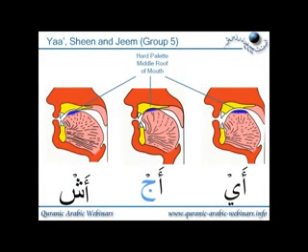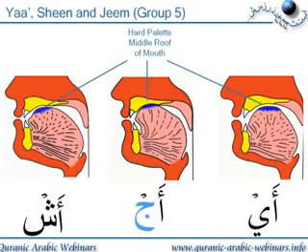Next we have group 5. This is where the middle portion of your tongue is touching the hard palate at the roof of your mouth, slightly in the middle of the roof of your mouth and moving slightly forward beyond the middle of the roof of your mouth as well.